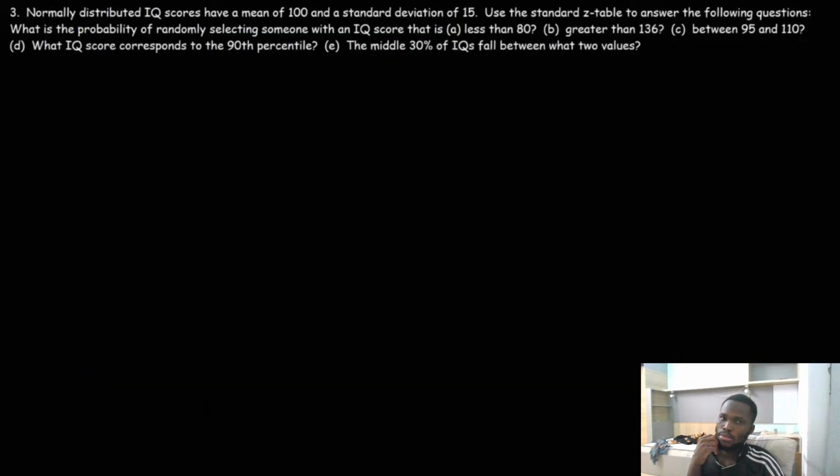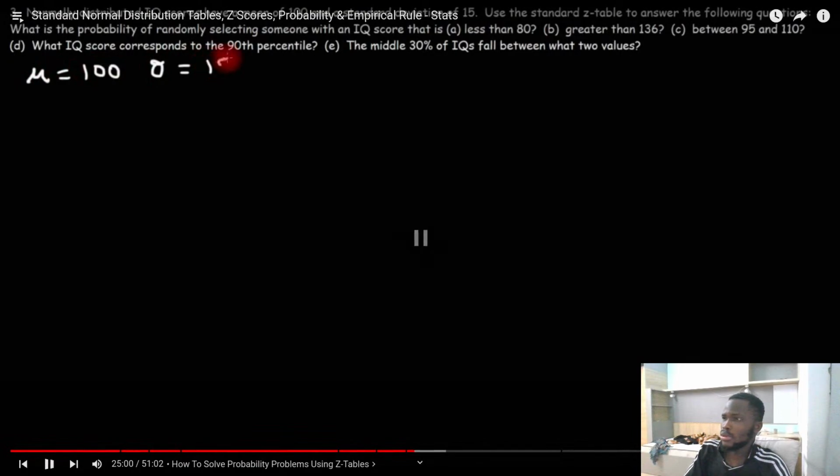Number 3, normally distributed IQ scores have a mean of 100 and a standard deviation of 15. Use the standard z-table to answer the following questions. What is the probability of randomly selecting someone with an IQ score that is less than 80? So let's write down what we know. The mean is 100, and the standard deviation is 15.